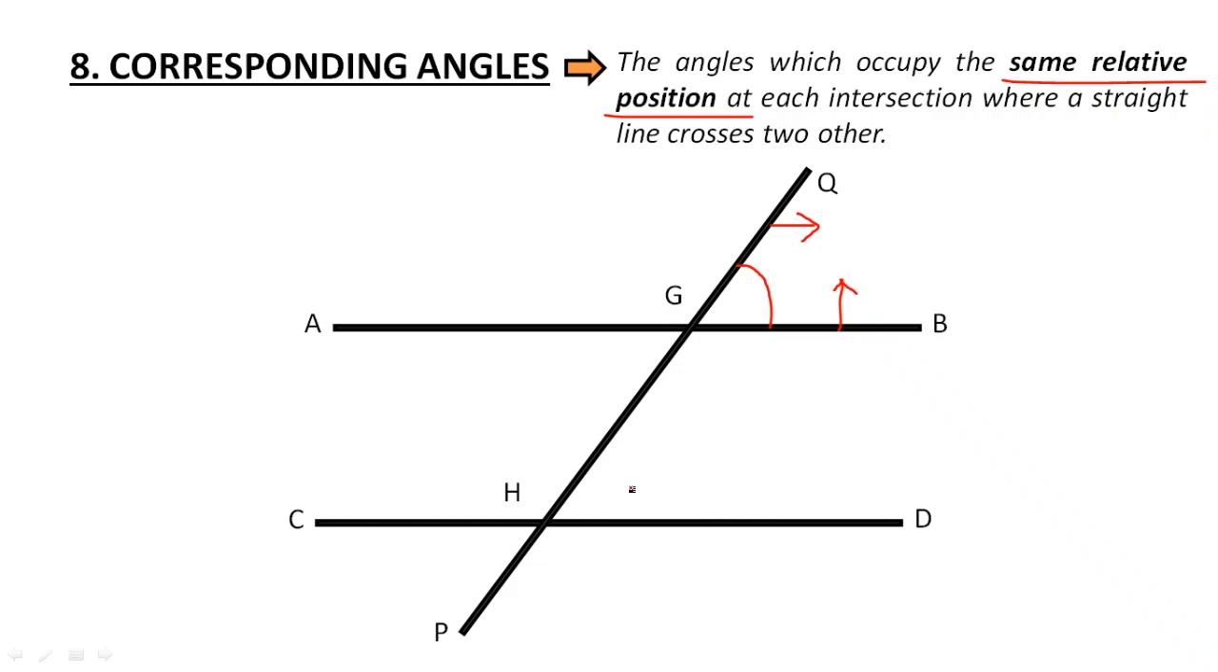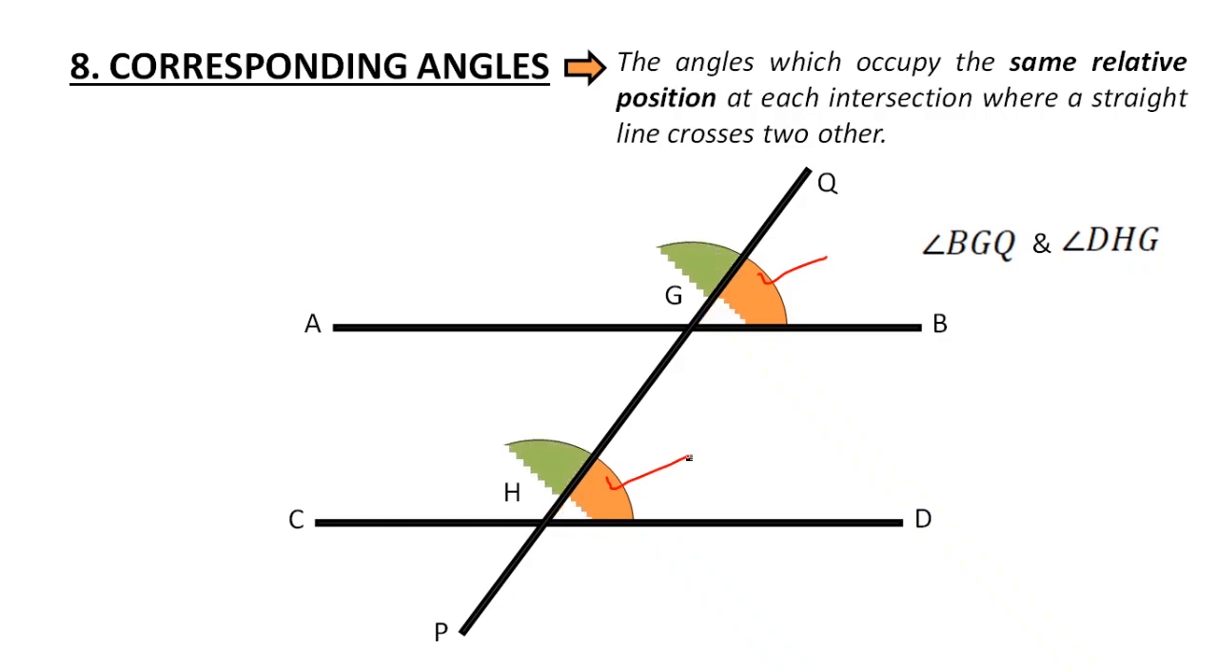So it should be in this intersection. Same relative position means it should be above this line and on the right hand side of the transversal. So the angle here is the corresponding angle. These two are the corresponding angles. BGQ and DHG are the two angles which correspond to one another. So next we have the left hand side of the transversal.